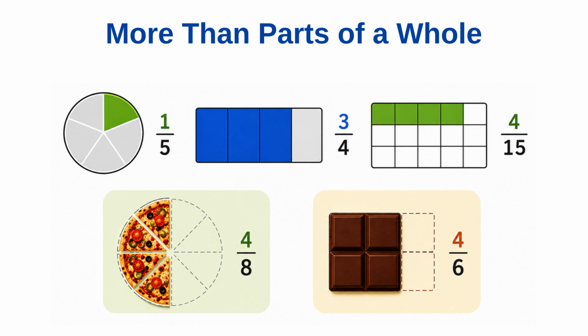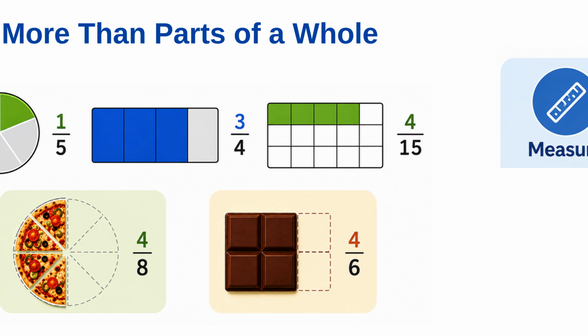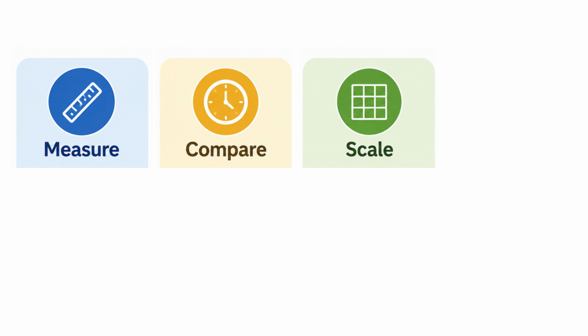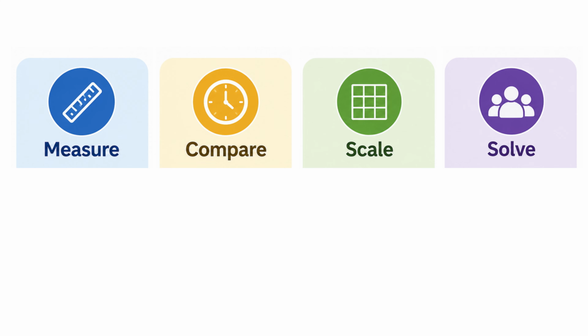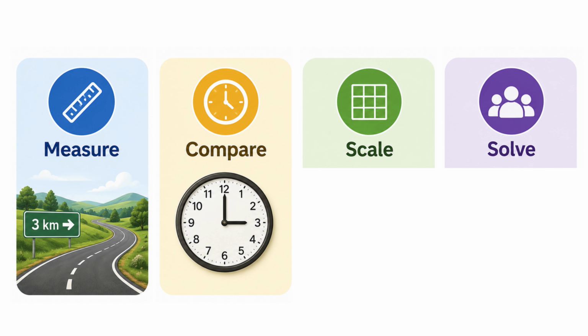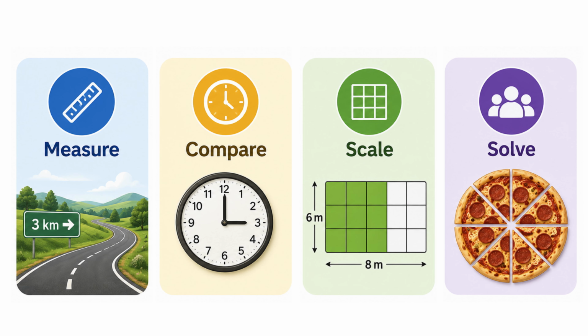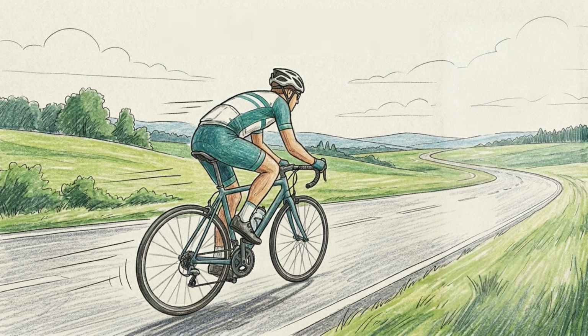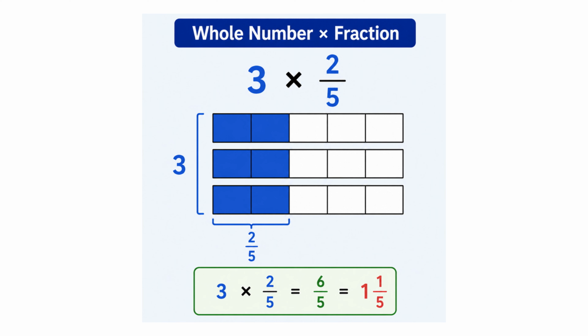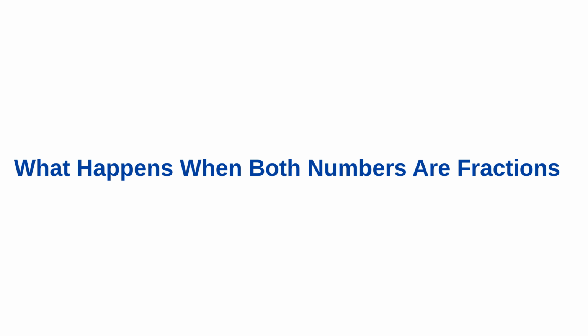Fractions are far more than pieces of a whole. They help us measure, compare, scale, and solve real-world problems involving distance, time, area, and sharing. Through situations like the cyclist's journey, we begin to explore multiplication between whole numbers and fractions. But what happens when both numbers are fractions?